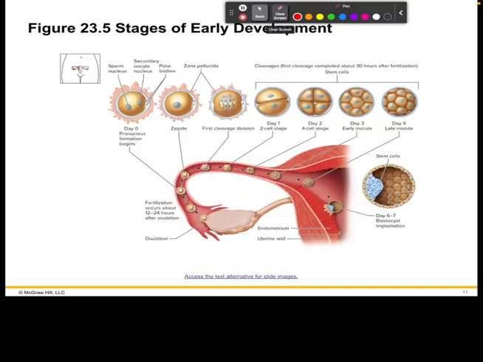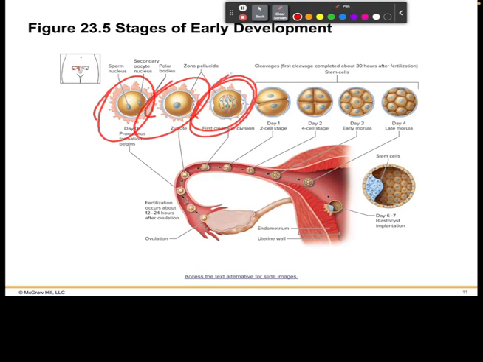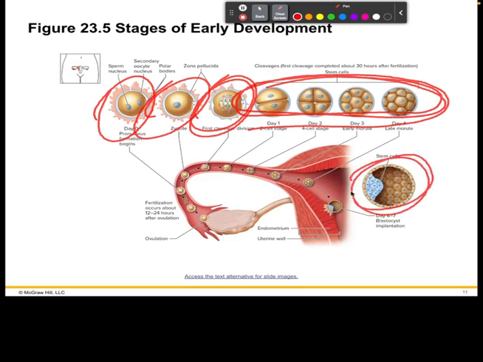And here's an image of what we were talking about as it continues down the fallopian tube and into the uterus. Right, so we start off with that first cell, the zygote. It's going to begin going through mitosis or cleavage. And as time goes on, the morula is going to continue to grow until eventually it becomes a blastocyst, which will implant into the uterine wall.